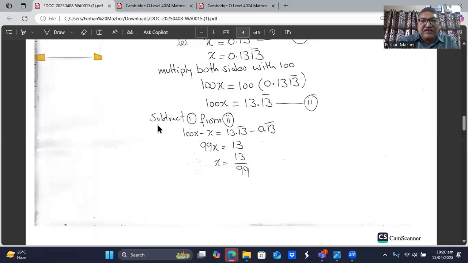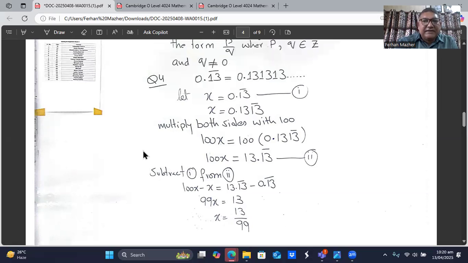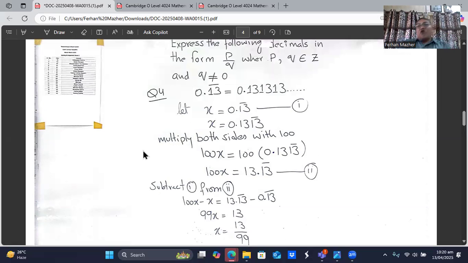Any decimal fraction which is non-terminating recurring is called rational. Okay, so you converted that recurring decimal into a simple fraction. I hope you understand. In your calculator, if you enter 13 divided by 99, you will get 0.13131313131313, and it will continue.